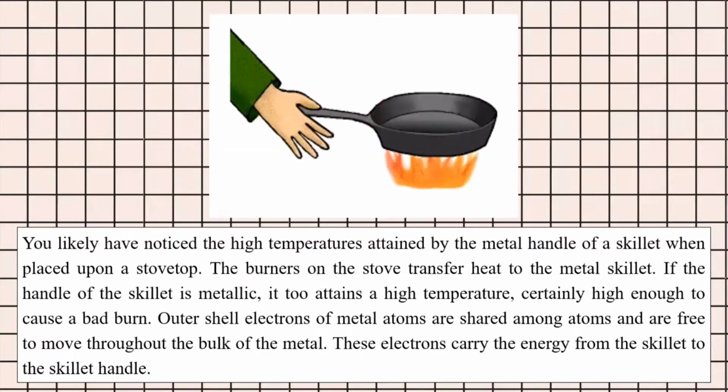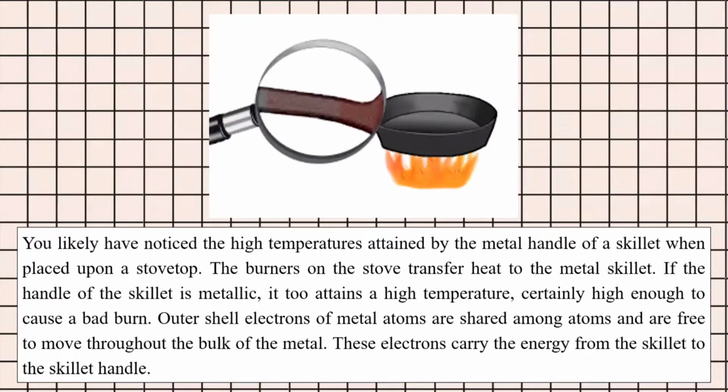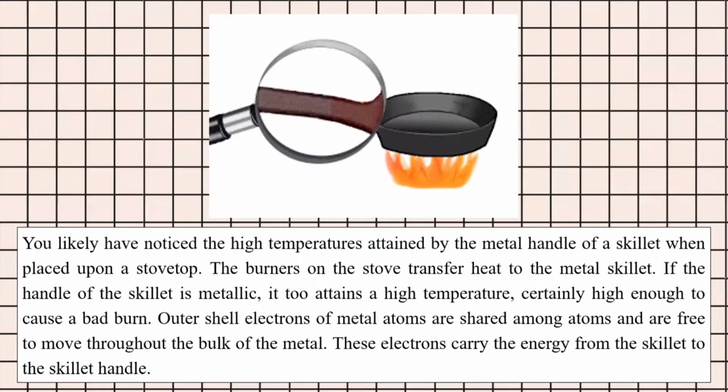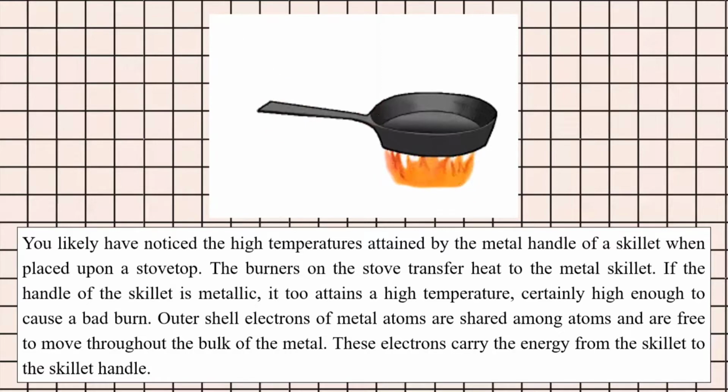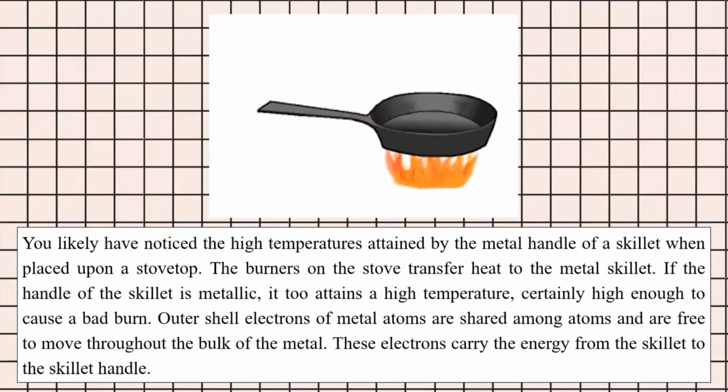You likely have noticed the high temperature attained by the metal handle of the skillet when placed upon a stovetop. The burner on the stove transfers heat to the metal skillet. If the handle of the skillet is metallic, it attains a high temperature, certainly hot enough to cause a bad burn. The outer shell electrons of metal atoms are shared among atoms and are free to move throughout the bulk of the metal. These electrons carry the energy from the skillet to the skillet handle.